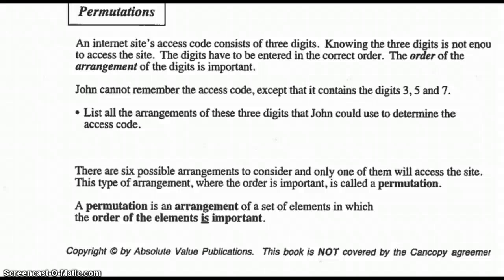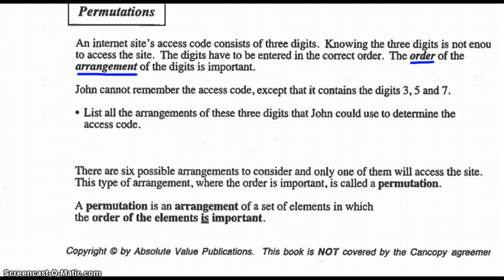All right, Math 30-2. Today we're going to finish the notes on permutations with regards to factorial notation. All right, look at this example. An internet site's access code consists of 3 digits. Knowing the 3 digits is not enough to access the site. The digits have to be entered in the correct order. The order of the arrangement of the digits is important.